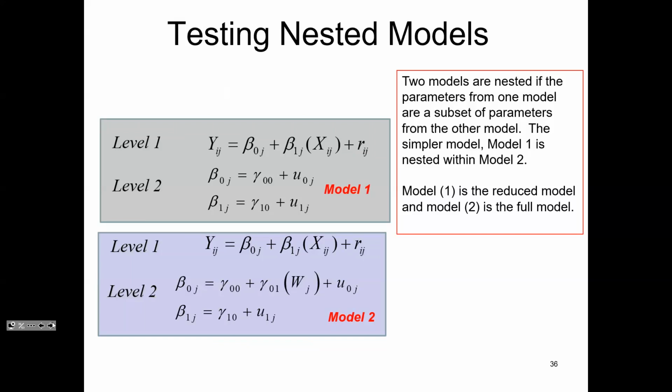Or if I'm subtracting parameters from model A to model B, those models are nested, okay? We have a reduced model that has fewer parameters, and we have a fuller model that has more parameters. The important thing with nested models is, if I'm just adding parameters, or if I'm subtracting parameters, those two models are going to be nested.